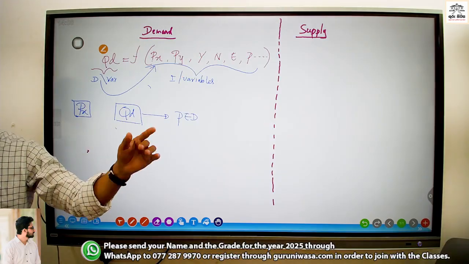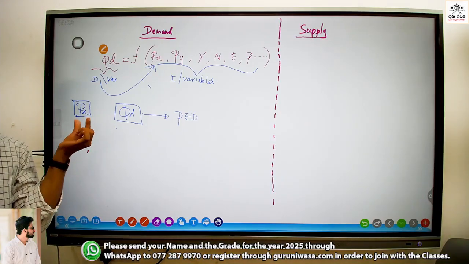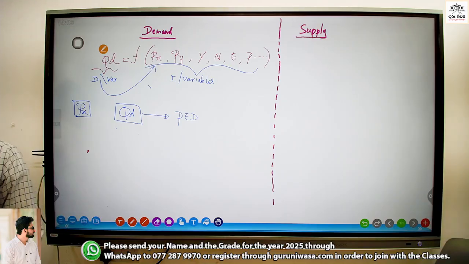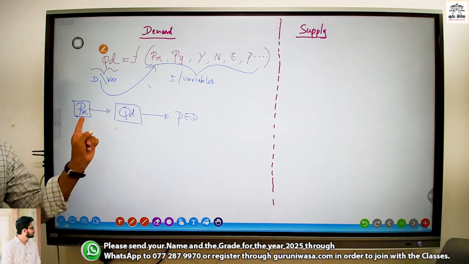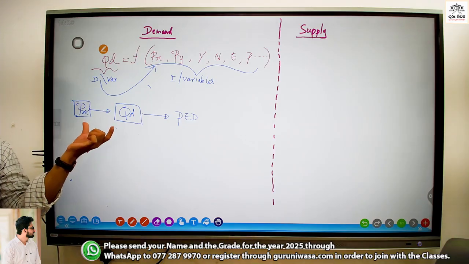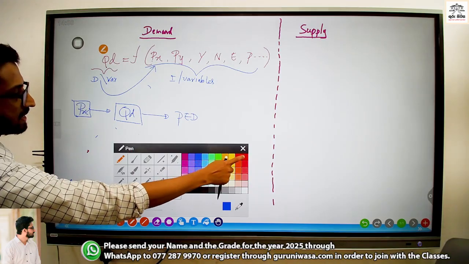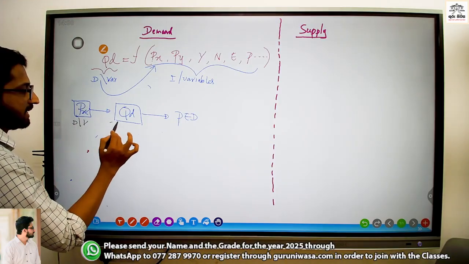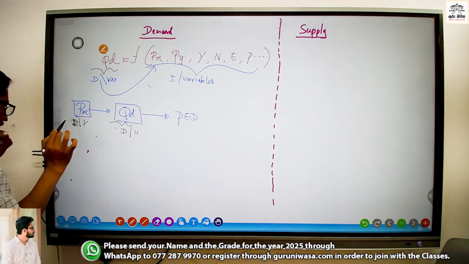This concept is our next topic. Our next topic is price elasticity of demand, PED. What does it talk about? The relationship between price of the product and quantity demand. Here, what is dependent, what is independent? We're talking about these two. Quantity demand is dependent. So QD is the dependent variable. Price is the independent variable.